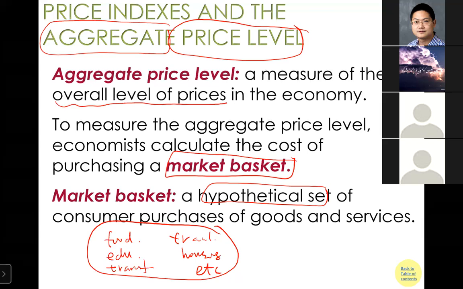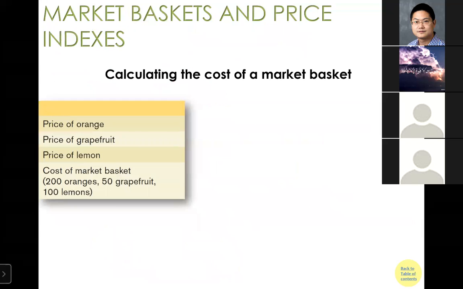Let's use an example to understand. We start with the definition of our market basket. In this example, we define a market basket with the following three items: 200 oranges, 50 grapefruits, and 100 lemons. Now we want to keep track of the cost of this basket. By looking at the change in cost, we have a sense of how the price level changes.